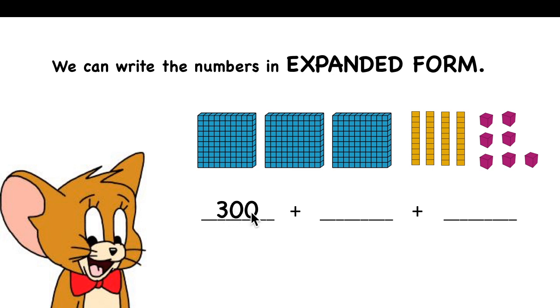3 and 0. How many tens do we have? We have 4 tens. That means it is 40. 4 tens we call 40. 4 and 0. And how many ones do we have? 7. So this is called expanded form. Expanded form is when you add separately hundreds and tens and ones. You will write them in one big addition sentence.